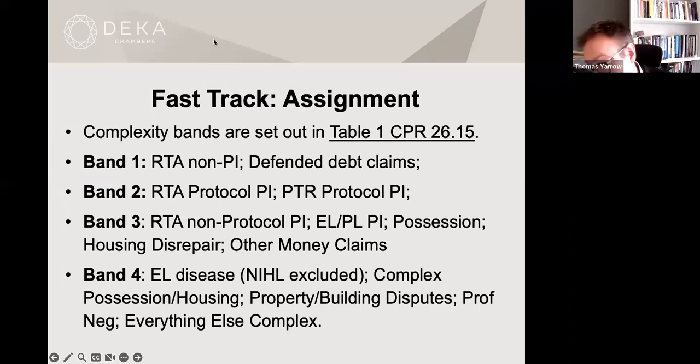This is on the fast track. So as Anirudh says, yeah, it's going to be the topic of hot debate. But I would say its natural bucket is band three, subject to argument and a bit of judicial discretion.